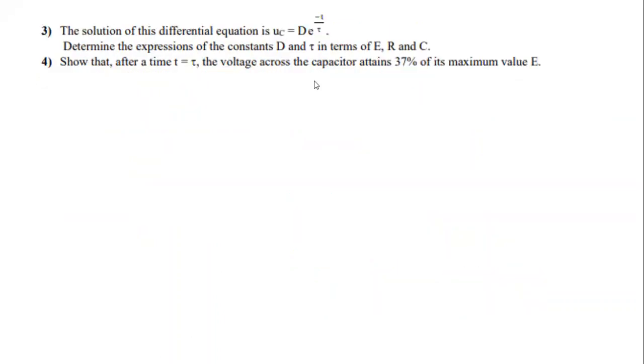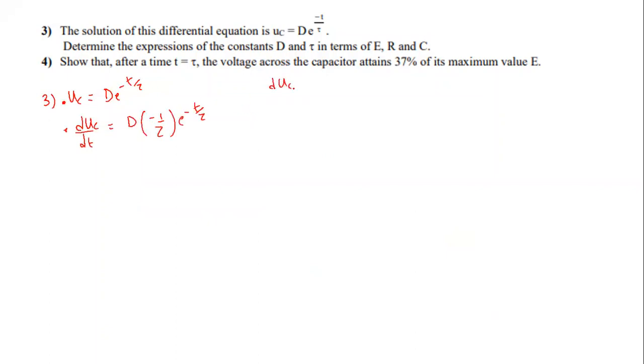The solution of the differential equation is uC equals D e to the power minus t over tau, where D and tau are constants. So the question is: find D and tau in terms of E, R, and C. Since it is the solution, it verifies the differential equation. So first, we do the derivative in order to substitute. The derivative will be D times minus 1 over tau, e to the power minus t over tau.